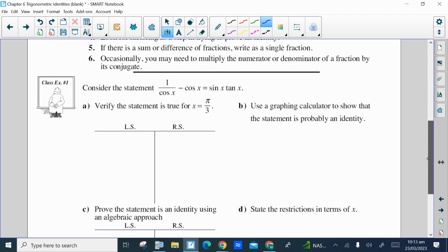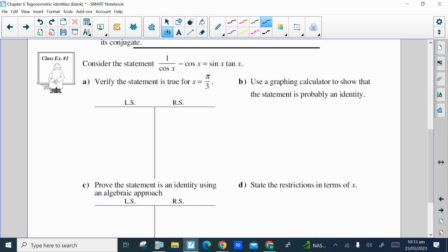So example number 1 says, consider that statement. So first we want to show that it is true for a specific angle, the angle pi on 3. So the left side is 1 over cos x, so we're going to have 1 over the cosine of pi on 3 minus the cosine of pi on 3, and that must equal the sine of pi on 3 times the tangent of pi on 3.